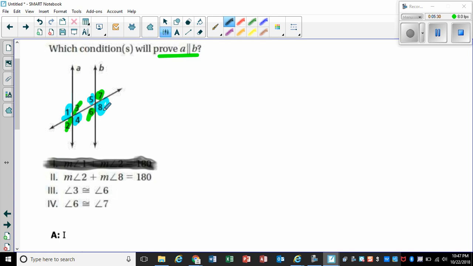All right, the next one is 2 and 8. 2 is green, 8 is from this top. Are they supplementary? Yes, they are, because they're different colors. 3 and 6 are the same color, so they're going to be congruent. 6 and 7 are congruent too, because they are vertical angles. But that does not prove that the two lines are parallel. So here you go, this is your choice.